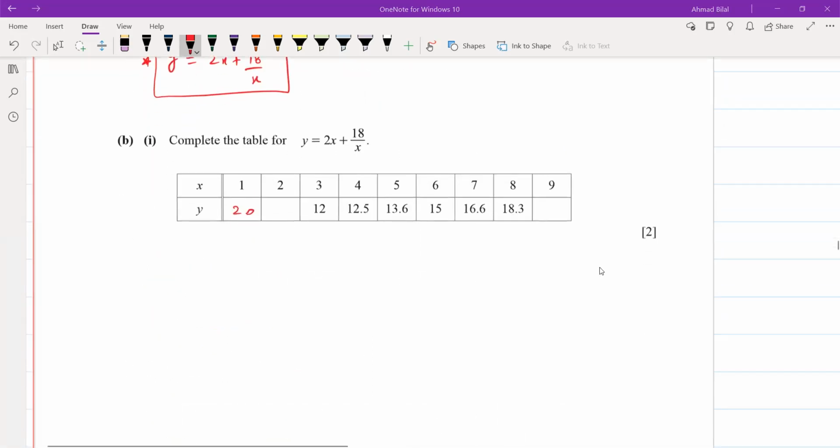So now we've got this equation y equals 2x plus 18 over x. We have a table given. Here there are some values of x and some corresponding values of y. The table is filled for most of the values, but some values are missing and you have to fill them in. Input x equal to 2. You have 4 plus 18 over 2, that's 4 plus 9, 13. Now input 9: you get 18 plus 2, and that's 20. So 9 gives 20. So these are the values that we have.